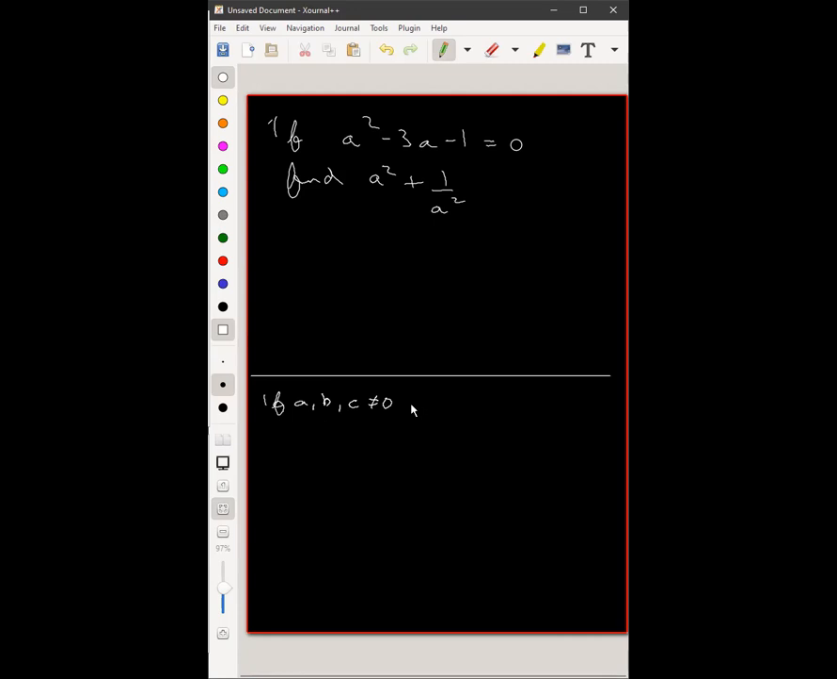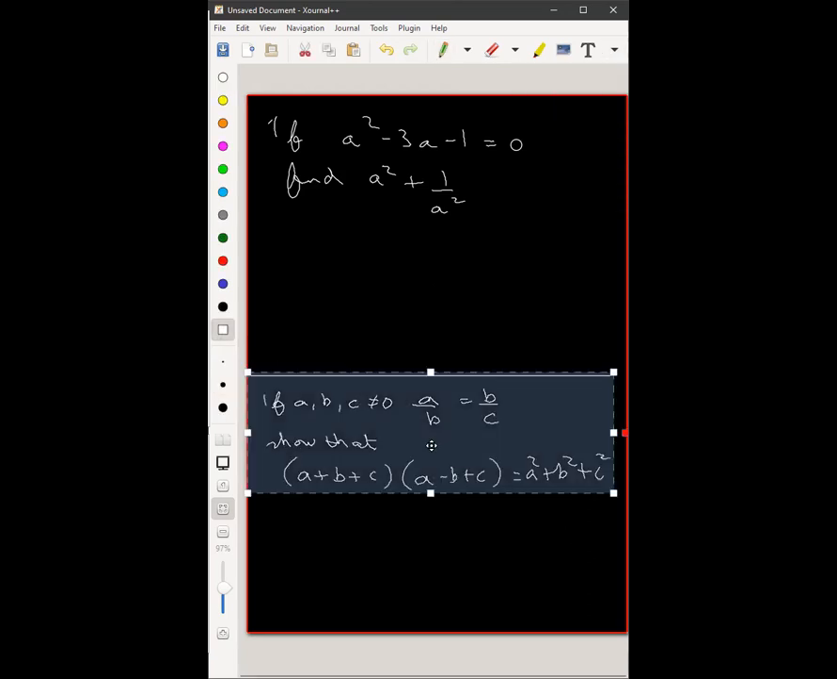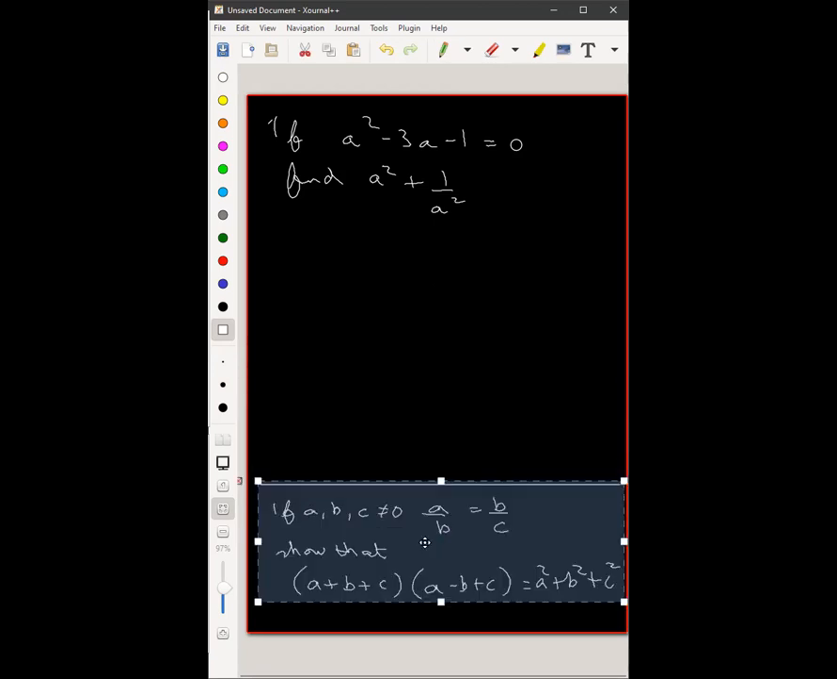If a, b, c are all non-zero and a upon b is equal to b upon c, show that (a plus b plus c)(a minus b plus c) is equal to a squared plus b squared plus c squared. Ishan, go on to this. Yeah, Sarah? Sir, I did not get the sum. Why? You got the sum, you didn't get the answer.